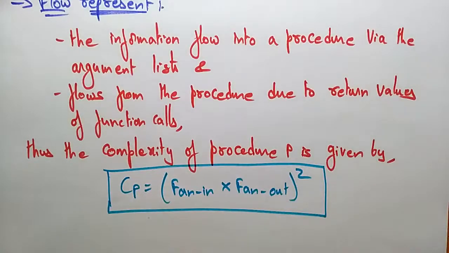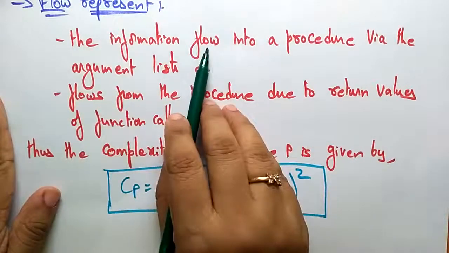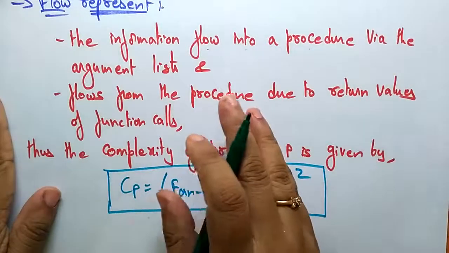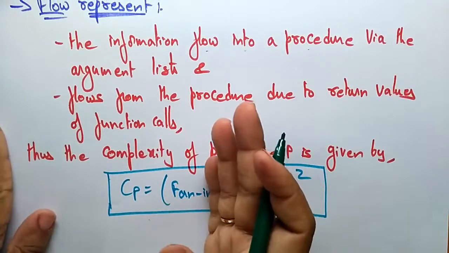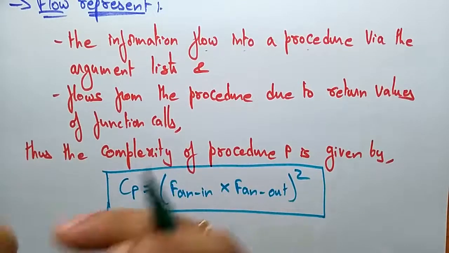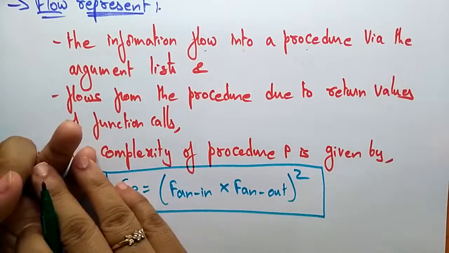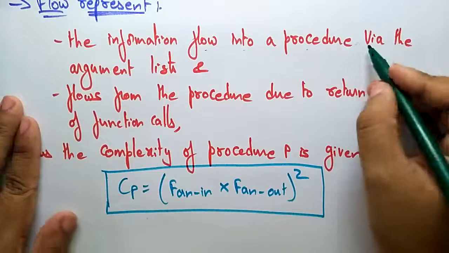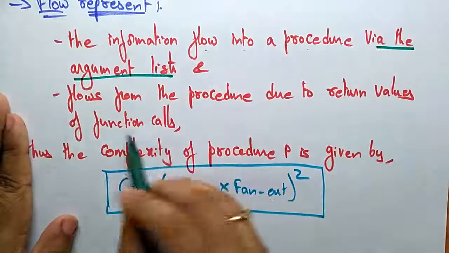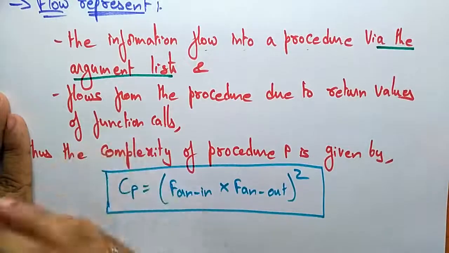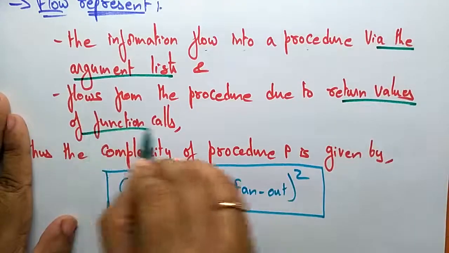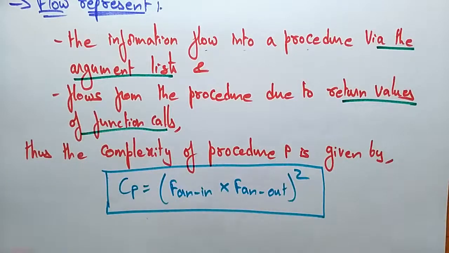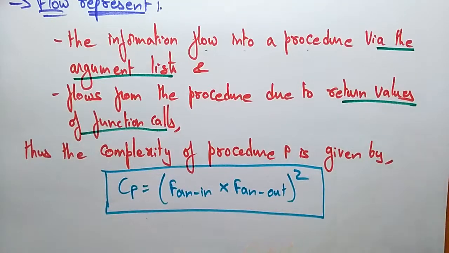So this is the formula for calculating the flow in and the flow out. Then how is the flow represented in the procedure? The information flows into a procedure via the argument list, meaning the attributes, variables and functions you are using. And the flows from the procedure are due to the return values of function calls. So into the procedure, it is the argument list, and from the procedure, it is the return values.